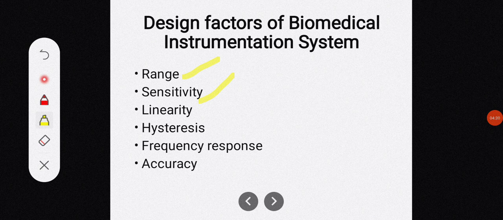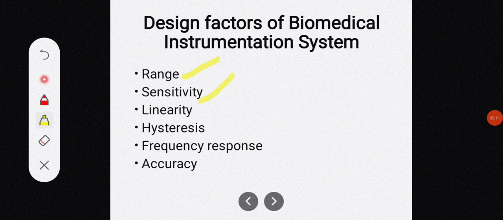So how small a change or variation of a physiological parameter can be reliably measured by a biomedical instrument is the sensitivity of the biomedical instrument. In mathematical terms, it is the ratio of change in output signal to the change in input signal. Again I am repeating, what is sensitivity? It is the ratio of change in output signal to the change in input signal.